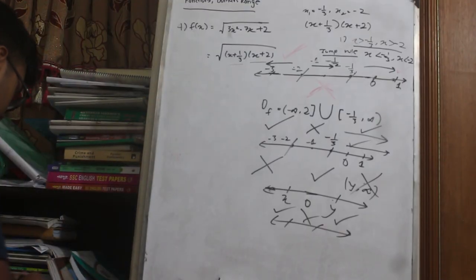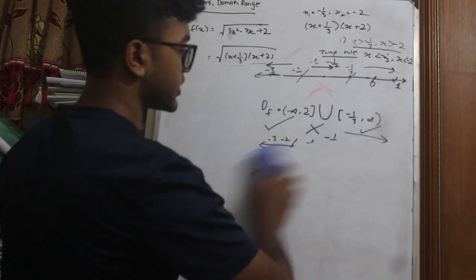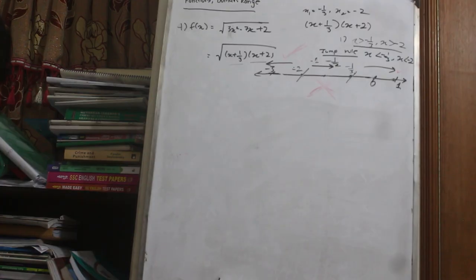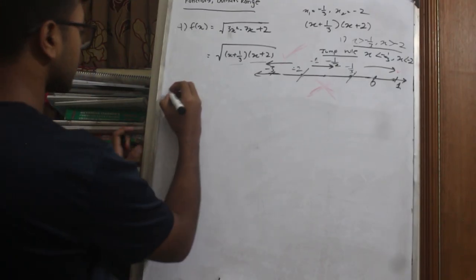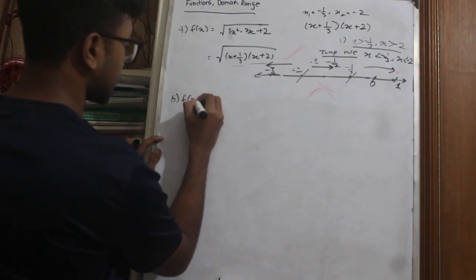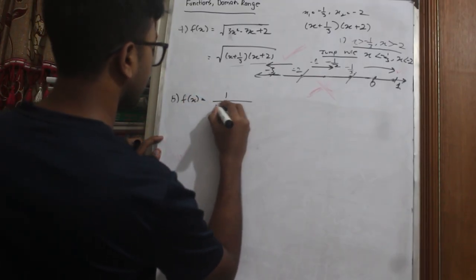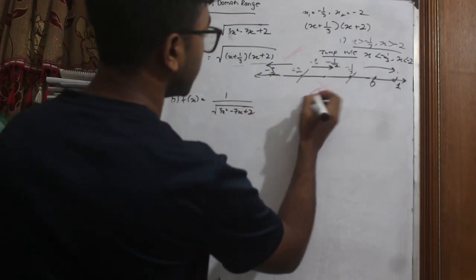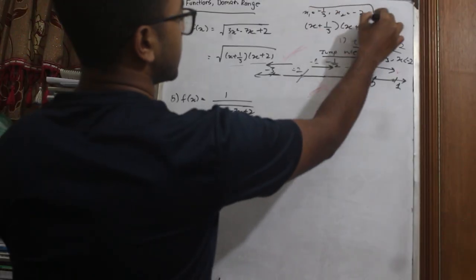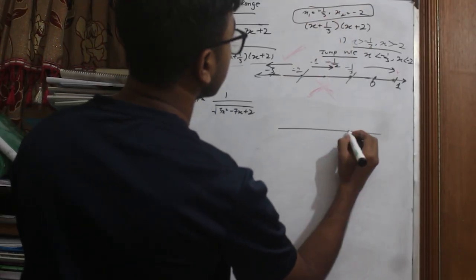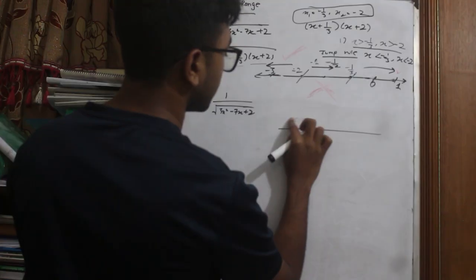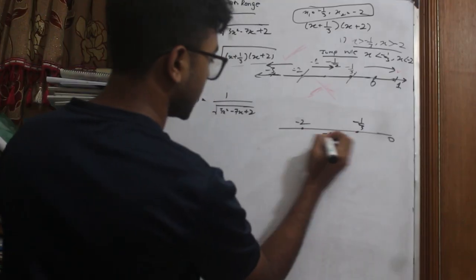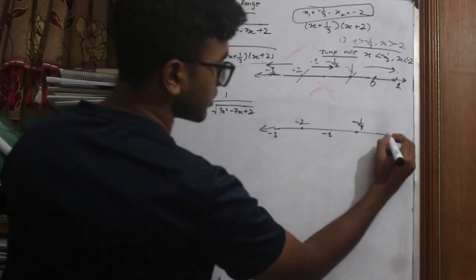I'll show you another one, and I'm going to do this one really fast. Do I have board space? I do. Okay. Question 5: f of x equals 1 by root over 3x squared minus 7x plus 2. From the previous one we know that x equals just these two values, so I'll draw a number line. It's minus 2, minus 1 by 3, let's put 0, let's put minus 1, and let's put minus 3. Okay.